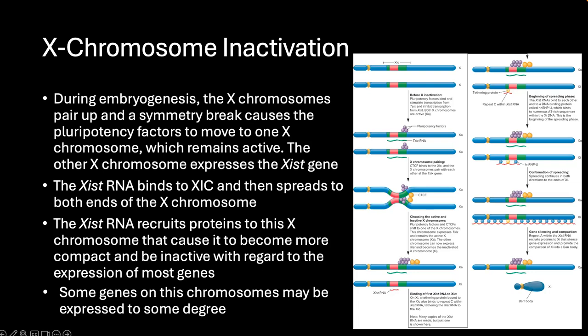The chromosome without these factors now expresses the XIST RNA. Expression of XIST recruits proteins that spread along the length of the chromosome and begin to compact this chromosome. The end result is a highly compacted X chromosome called a bar body. All future cells that result from this cell division will have the same X chromosome active and the same one inactive.